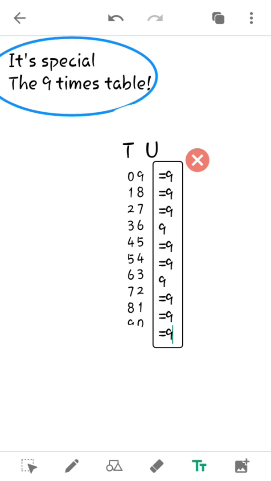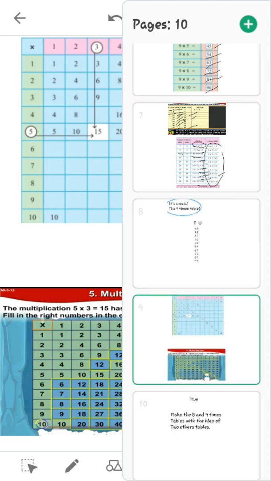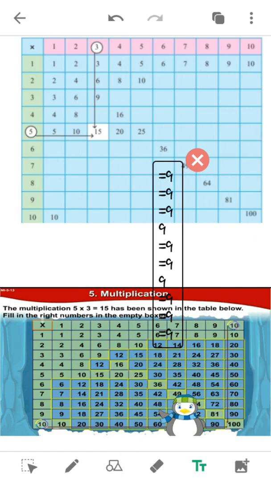Next, the multiplication. 5 multiplied by 3 is equals to 15 has been shown in the table below. Fill in the right number in the empty box.